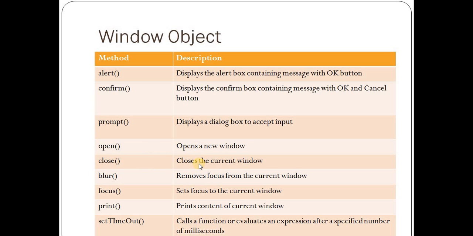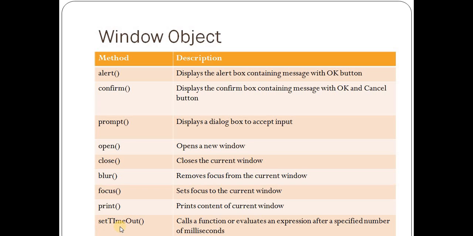Close, it will close the current window. Blur, removes the focus of the current window. Blur, it is going to shift the focus to another window. Focus, it is going to point to the current window. Print, it will open a print dialog box and you can print the current window. Set timeout, it calls a function or evaluates an expression after a specified time.